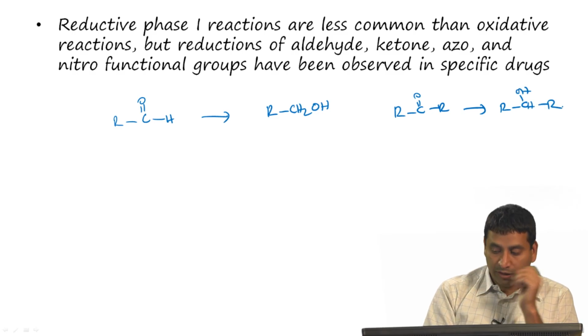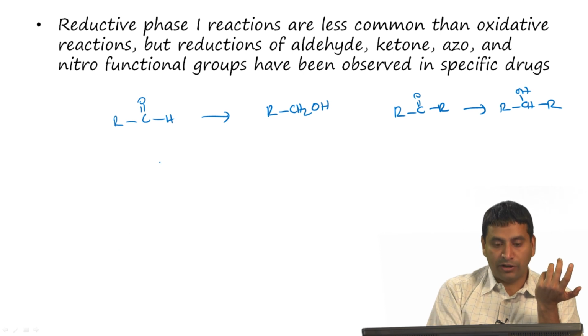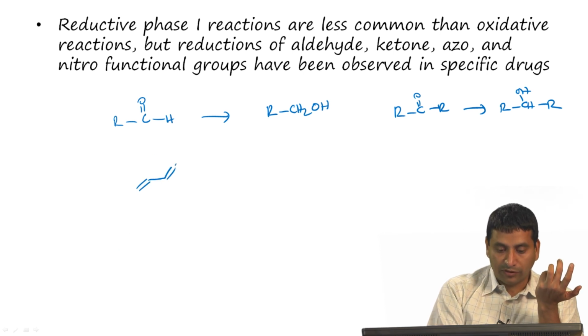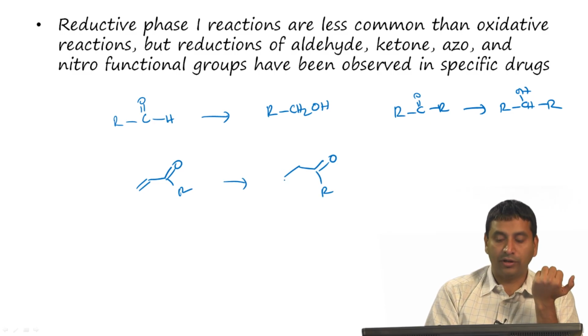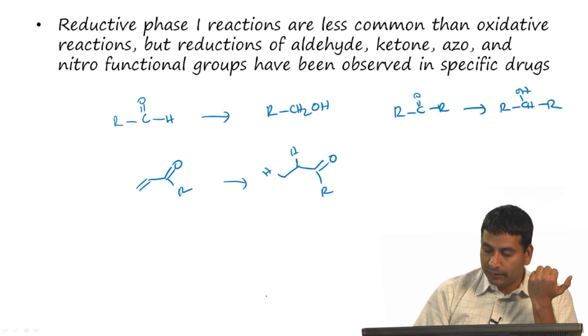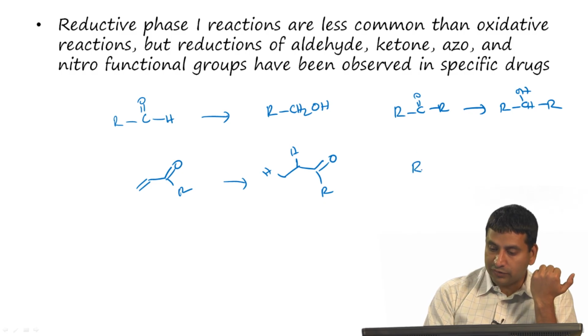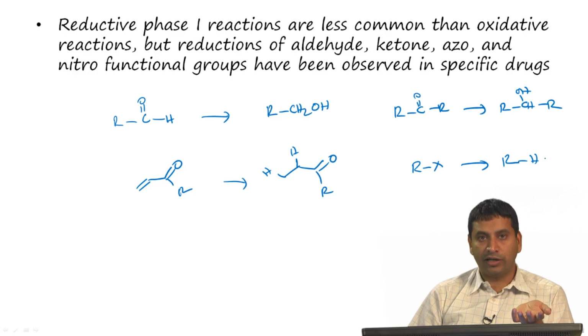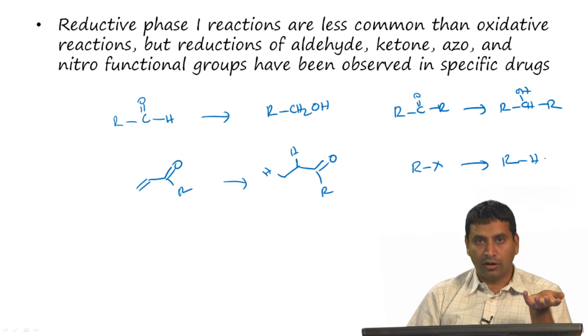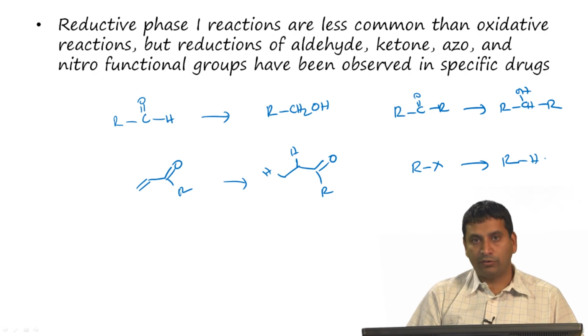Similarly, you have a ketone which will give you a secondary alcohol. Okay. And you can also have an alpha beta unsaturated compound such as a Michael acceptor, which can give you R over here. So, that is the hydrogen has been added over here. You can also have alkyl halides giving you RH. So, all these are formally reduction reactions and they can all occur in reductive phase 1 reactions, but they are less common.